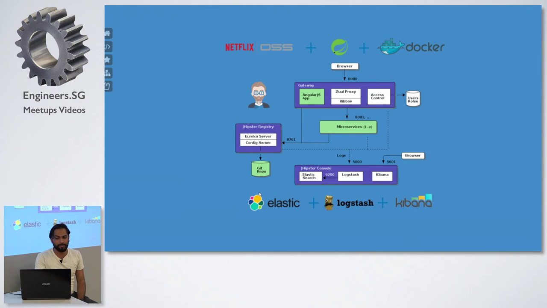And similarly, JHipster console, that is the monitoring part. That is where we use Elasticsearch, Logstash, and Kibana to provide a complete monitoring framework for you. And again, that is kind of a runtime. We provide that as an image so that you don't have to download or deploy. Docker just pulls and does it for you. So this is the microservice architecture which we are supporting with JHipster 3.0.